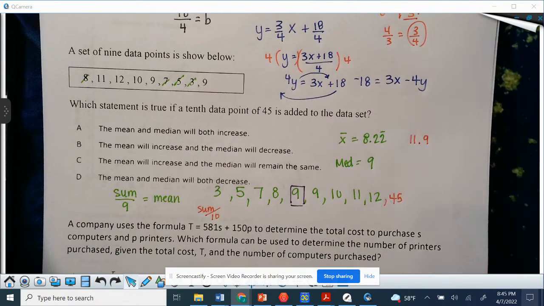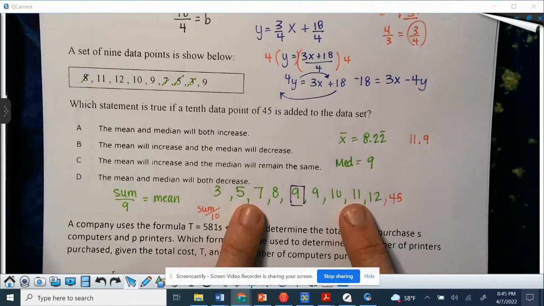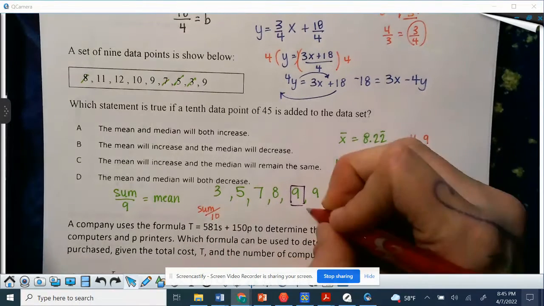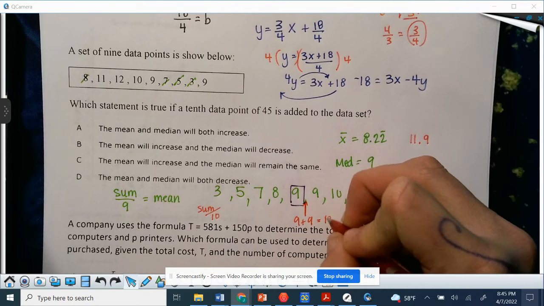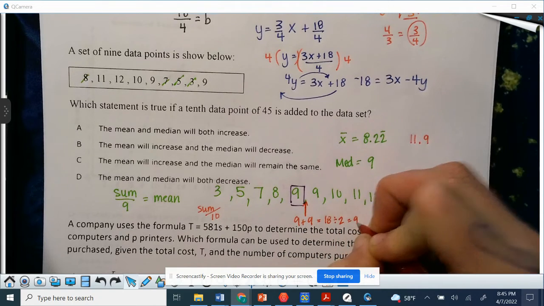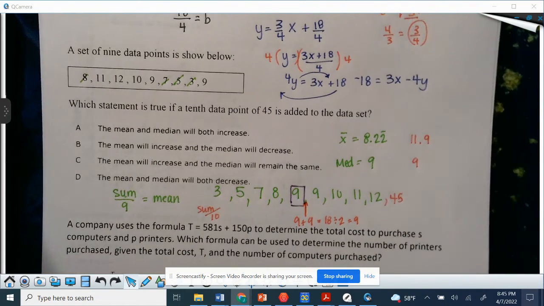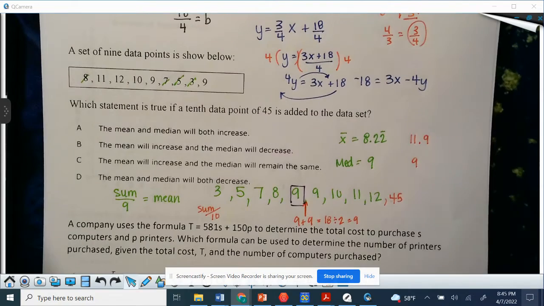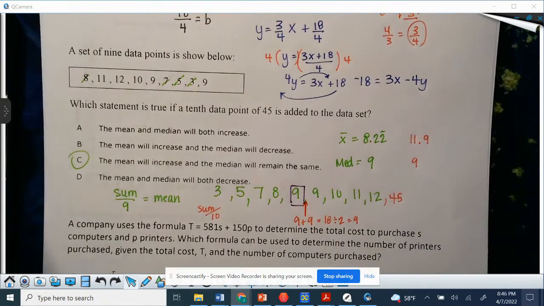And then we're going to count in again to find our median, or use your calculator. And so the median is in between the 9s. So 9 plus 9 equals 18, divide by 2 equals 9. So the median is still 9. So the mean and median will both increase? That's a no. Only the mean. The mean will increase and the median will decrease? The median did not decrease. It stayed exactly the same. So our answer is going to be C. The mean will increase and the median will remain the same.